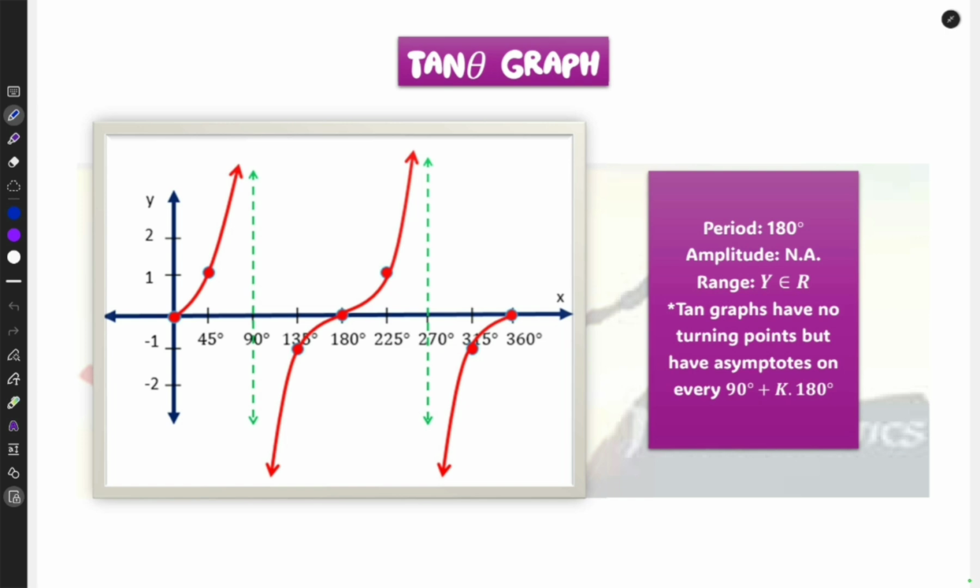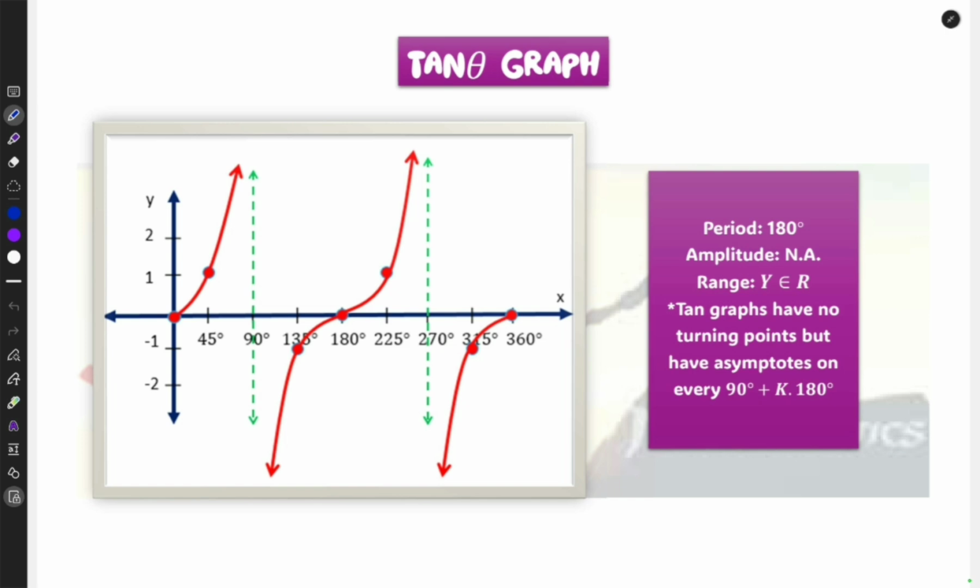The next one is the tan graph. This one is the odd one out. In this case, there are no turning points because it just keeps on going up and it keeps on going down. But for a tan graph, there are asymptotes everywhere. At 90 degrees and then spaced out every 180 degrees, there will be an asymptote. That means the graph goes very far up to infinity, but it never crosses that asymptote, and it goes very far down to minus infinity, but it never crosses the dotted line. That we call an asymptote.